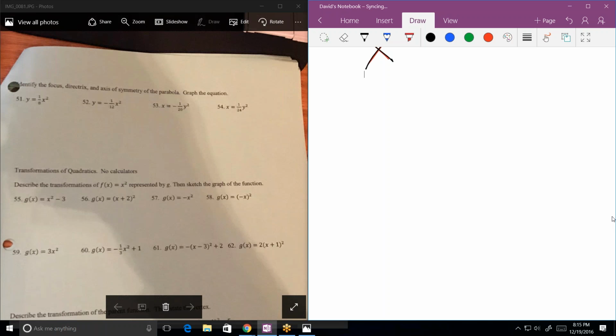Describe transformations. 55, what's happening to the parent function f of x equals x squared? So we have a function that's x squared minus 3. How does that differ from x squared?